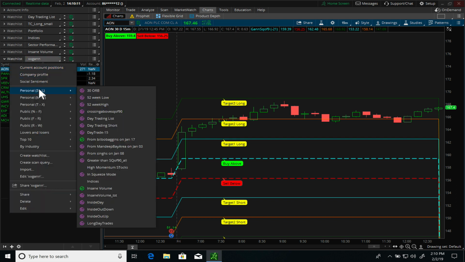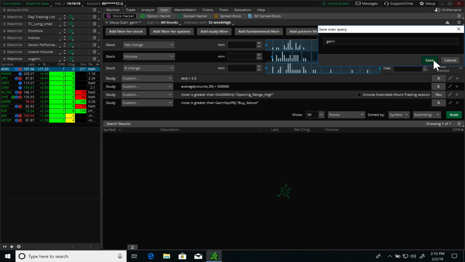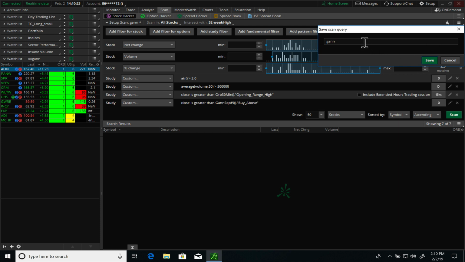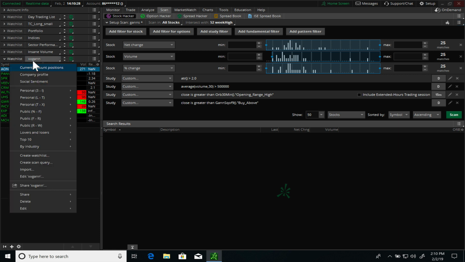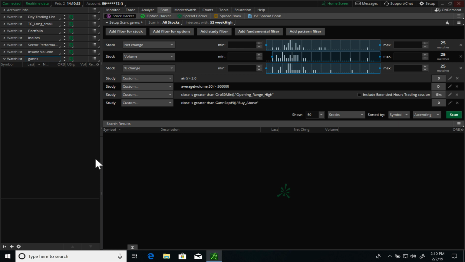Or we can just select, hold on. So we go back into scan and we save scan query. Let's give it another name. And now what we've done is we've actually ended up creating a dynamic list, right? This list, once created, doesn't have to be adjusted each day, and it will populate with a set of stocks where the buy above has been exceeded.